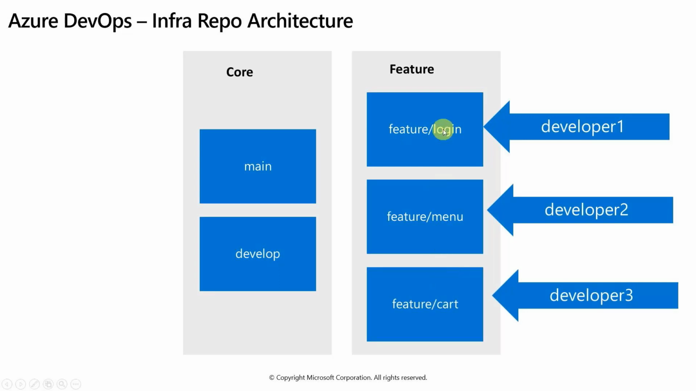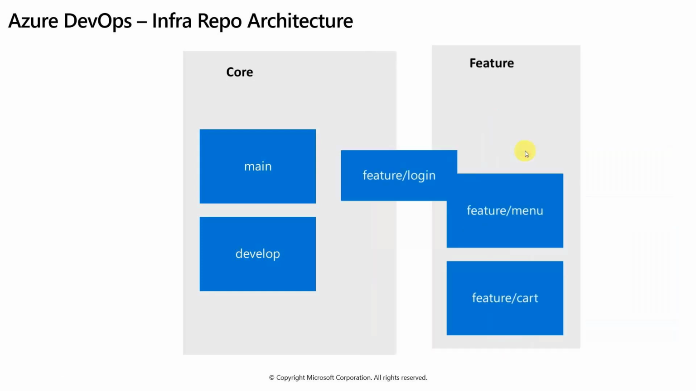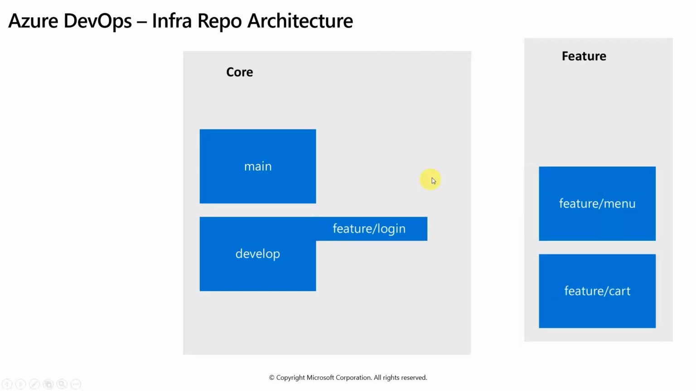Okay, so at this point of time there are 3 developers who created 3 branches. All of them are developing parallelly. Now maybe in a day or two, first developer 1 completed her code. Implementation of code is done. What should we do? That code should be promoted to develop.